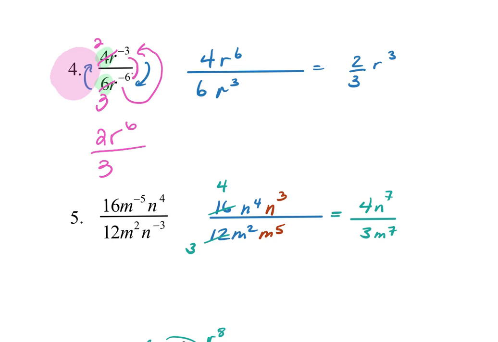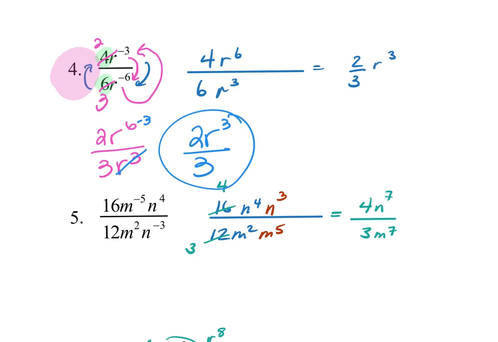And the r to the negative 3 is going to go to the bottom as r to the third. And now you've got r's in the top and in the bottom. I'm going to subtract the exponents and keep it where it's larger. So 6 minus 3 gives me 2r to the third in the top and 3 in the bottom.